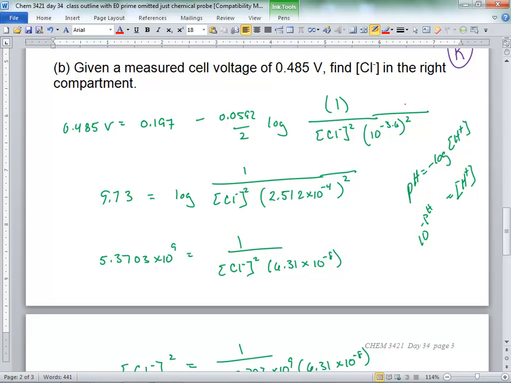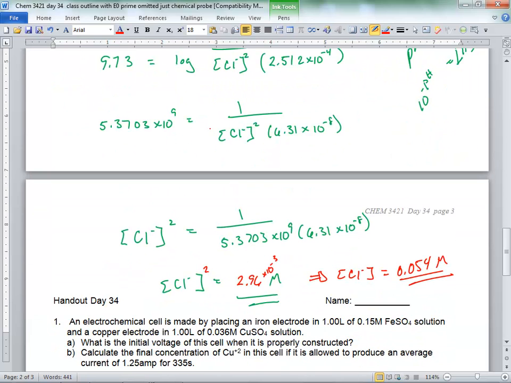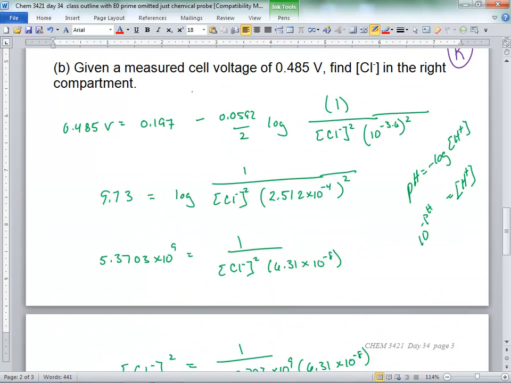All right. 2.92 times 10 to the 8th is the final answer? Gosh. Yeah, the math is messed up here.